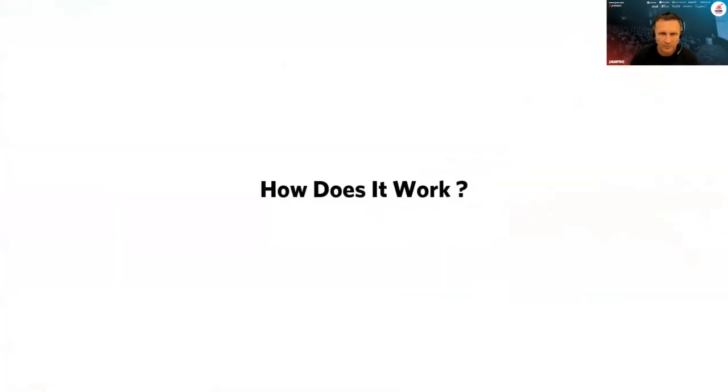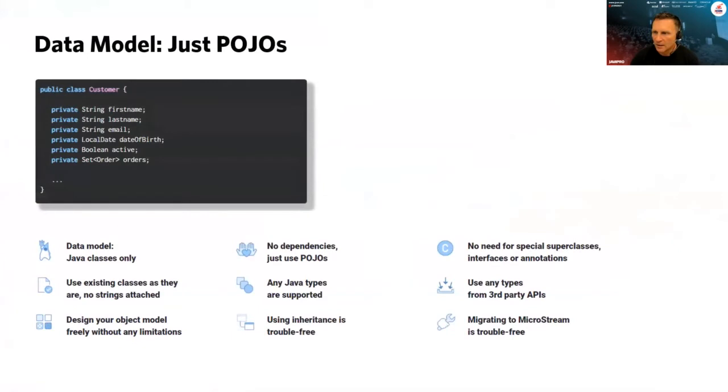How does it work? Here we can see a small and simple class, a customer class. Here you can see no annotations. You don't have to implement any interfaces, and you don't have to use any superclasses. Just POJOs. You can design your object model freely. So you can now build real-life object models. You can use all Java types. You can use lists, collections. You can use any collection library you want to use.